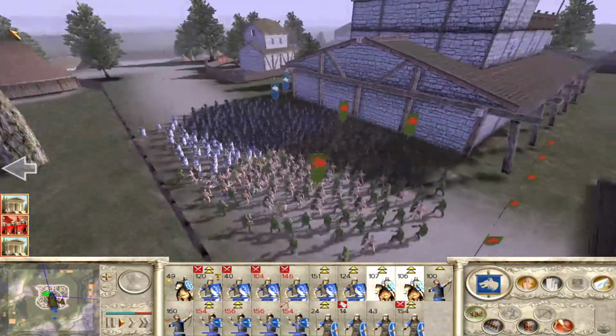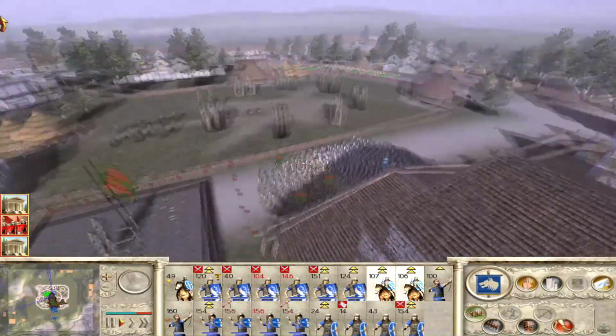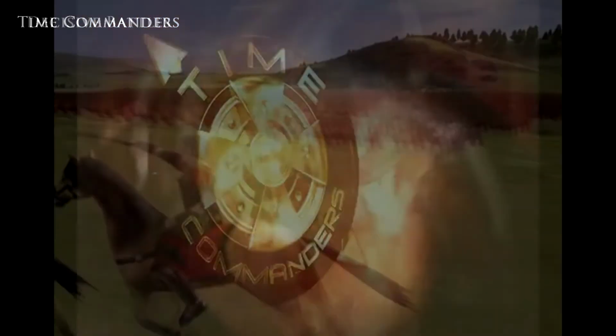And it definitely was, because on the small screen, it was used by Time Commanders and by the History Channel's Decisive Battles to demonstrate ancient warfare and ancient battles.